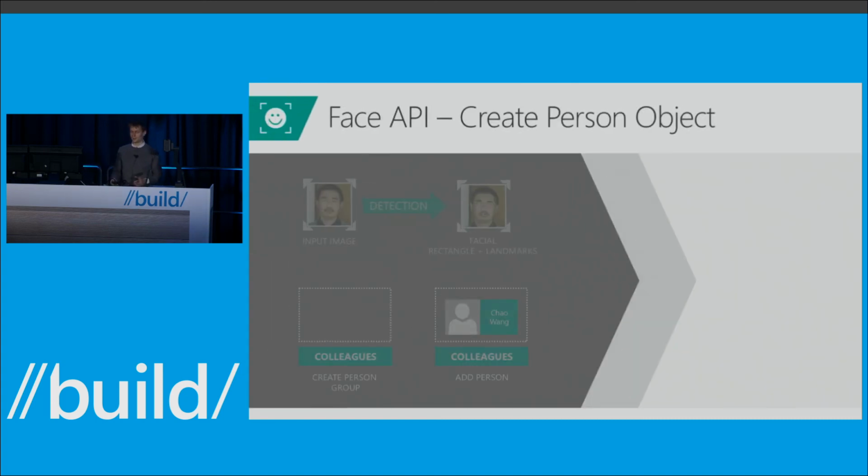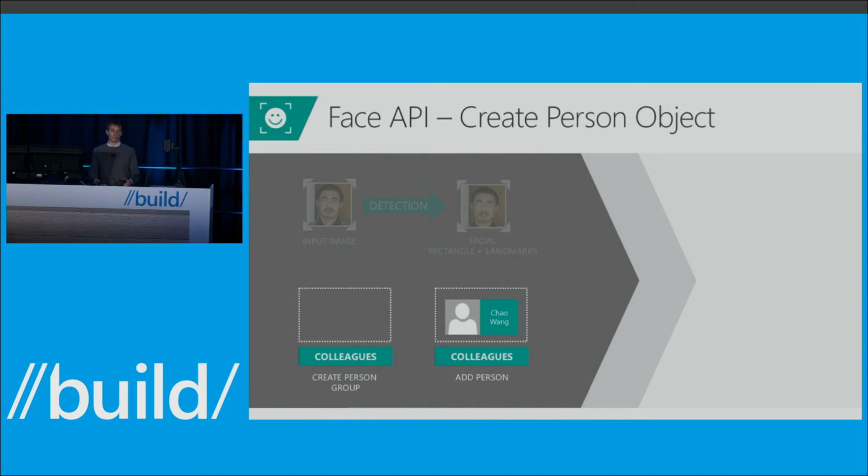So moving on to identification. Identification is a slightly more complicated task, but we provide a set of APIs that makes this easy to build within your application. The first thing you'll do if you want to start identifying faces within a photo is create a person group. In this example, I've labeled it colleagues.